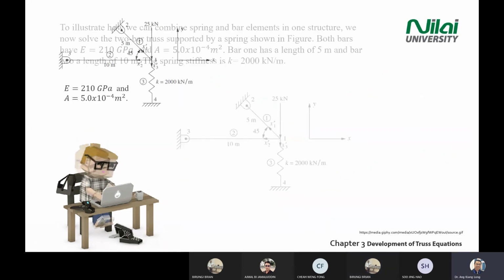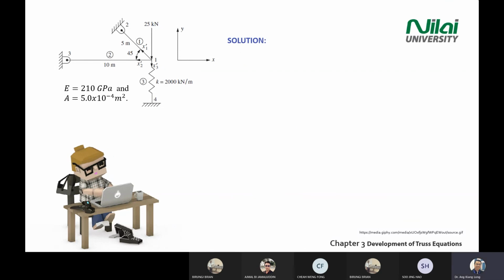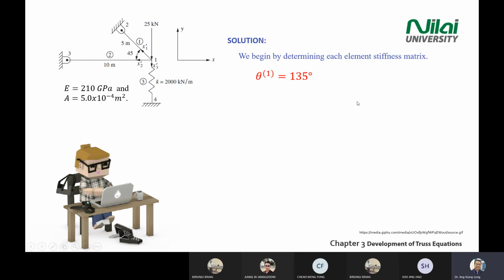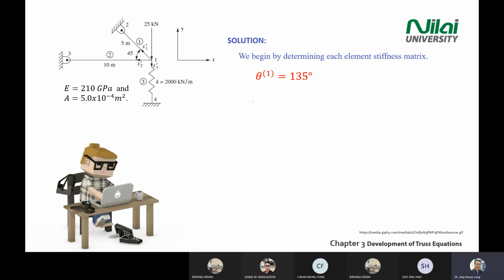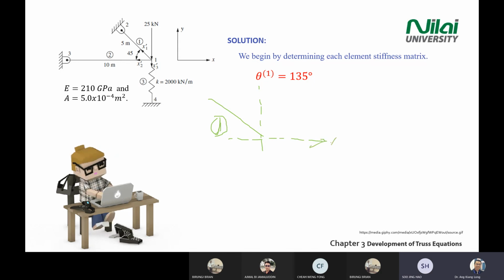Okay, now we go to the solution. The first step is to find the angle. The angle for element 1 is 135. Do I need to explain how you get 135? Why is theta 135? It is 90 plus 45 degrees.